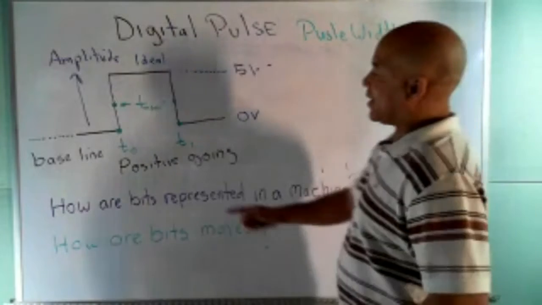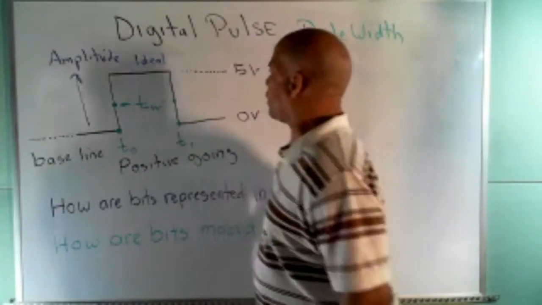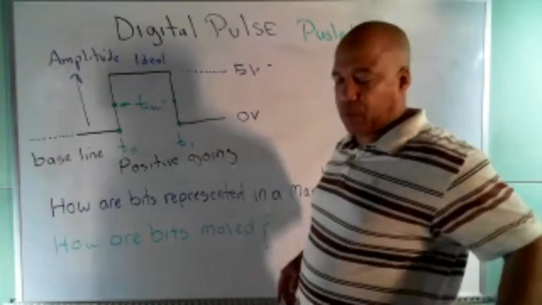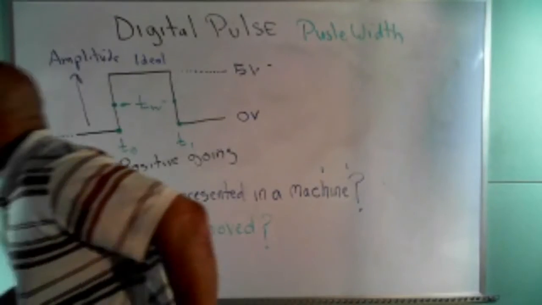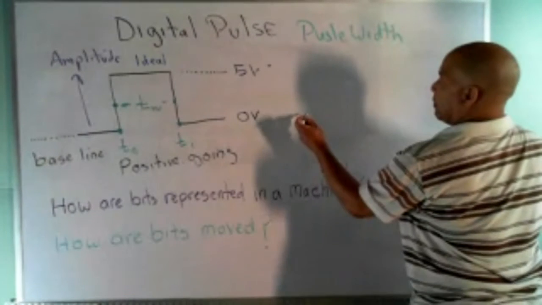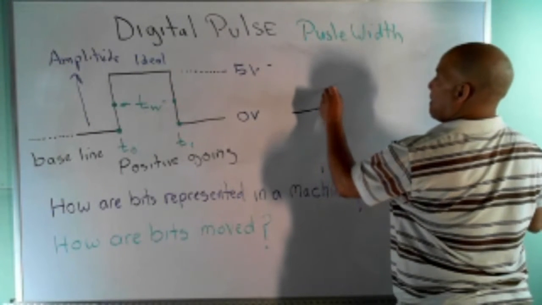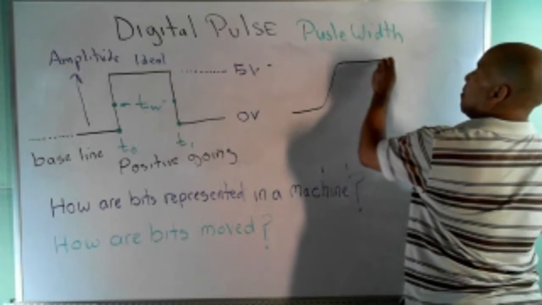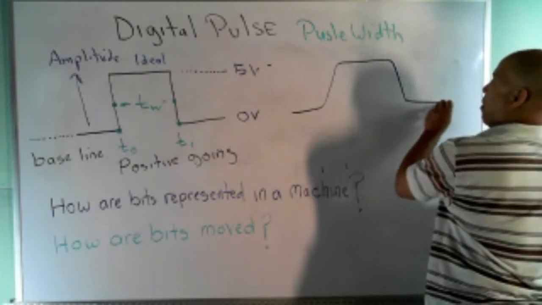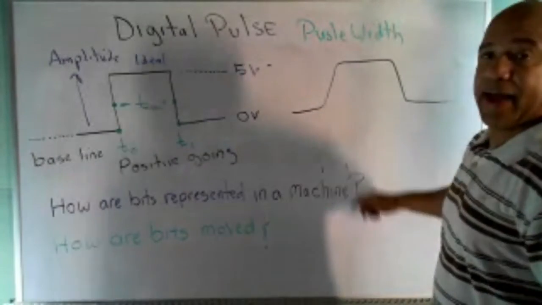So in reality, it takes time to go from 0 volts up to 5. So that pulse here, which is almost a perfect square wave, is the way we like to think about it. The pulse actually looks more like this. It's more spread out. So instead of a square wave, you have something more like that.